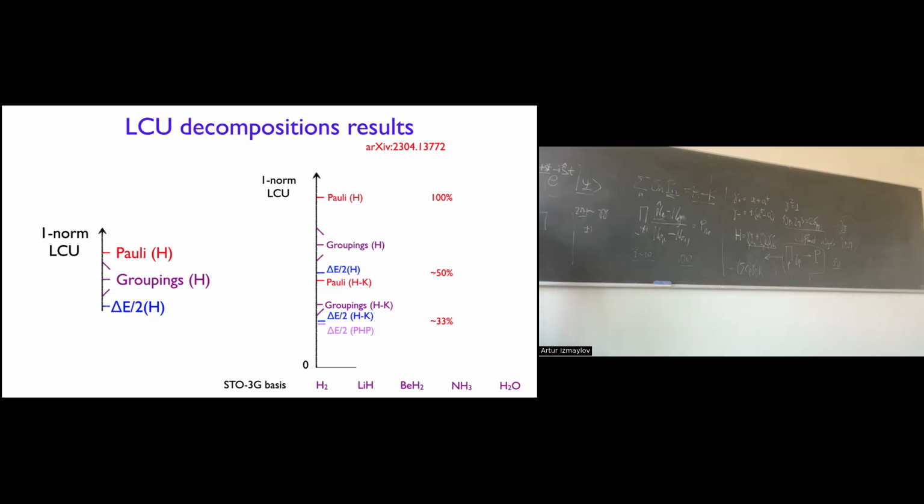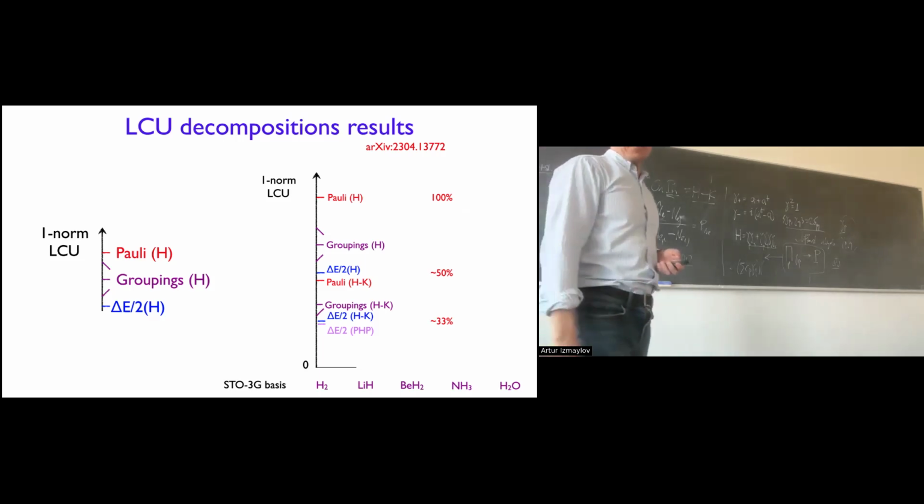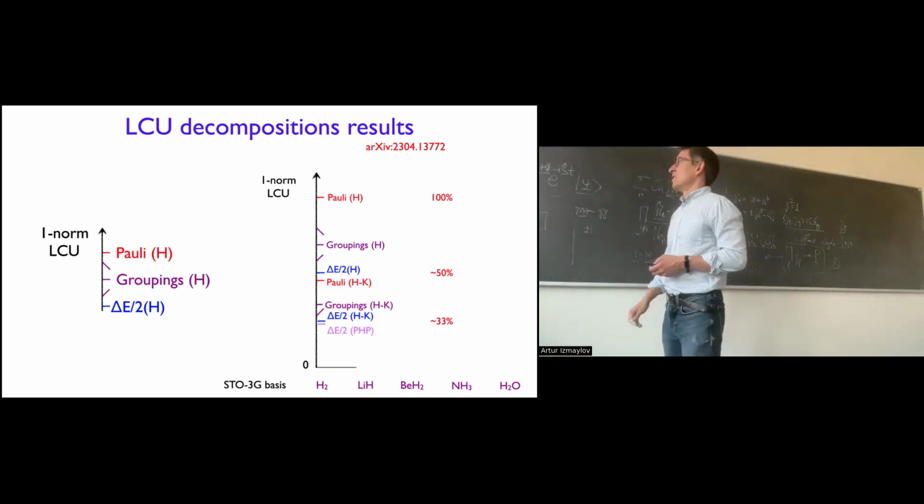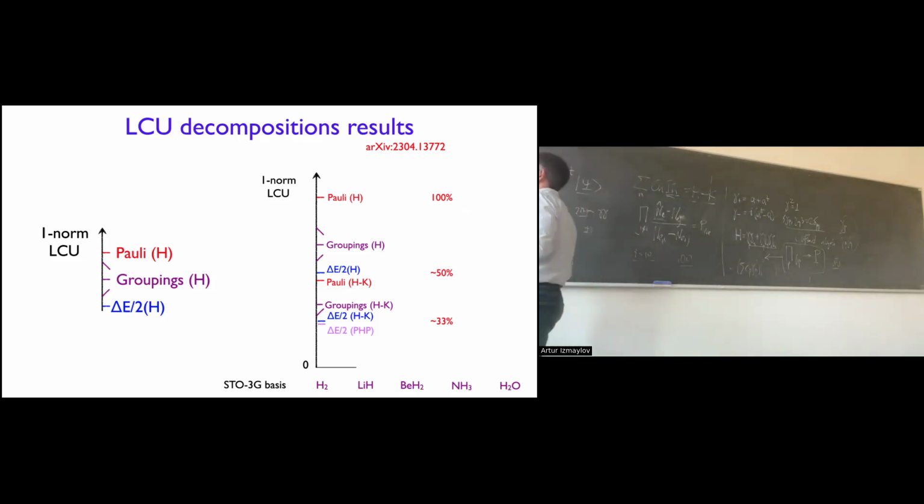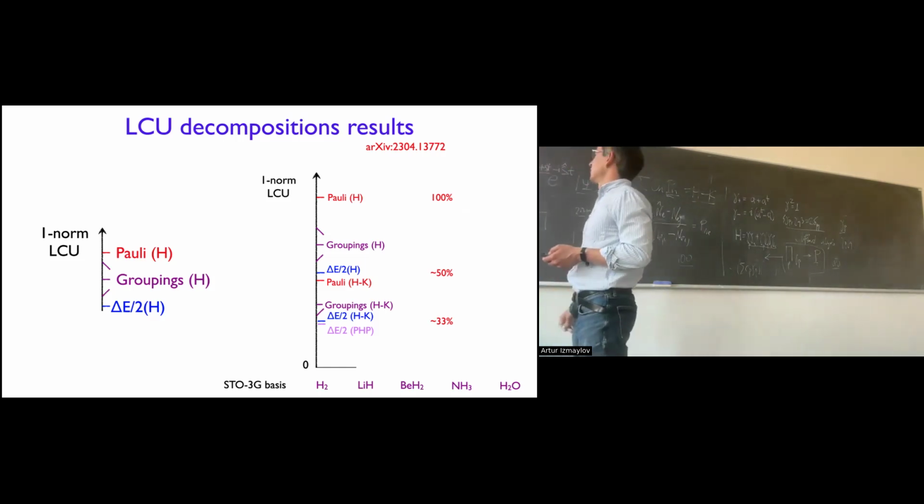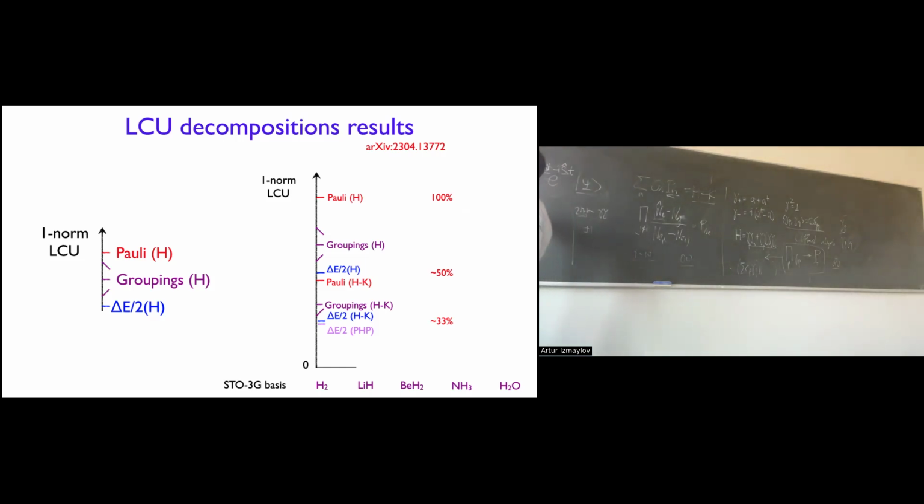Then there are groupings you can do with H minus K, and then of course this would be the next bottom, right? So the delta E over 2 for H minus K, and it comes relatively close to something that cannot be broken by its projected version. For the small molecules, we reduce by a factor of 3 roughly.